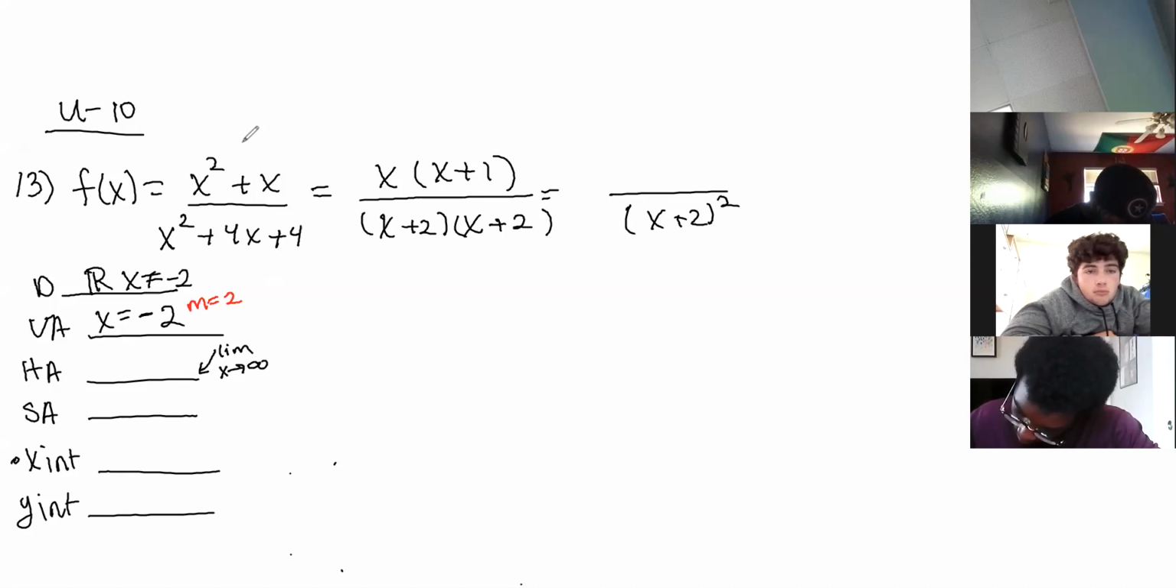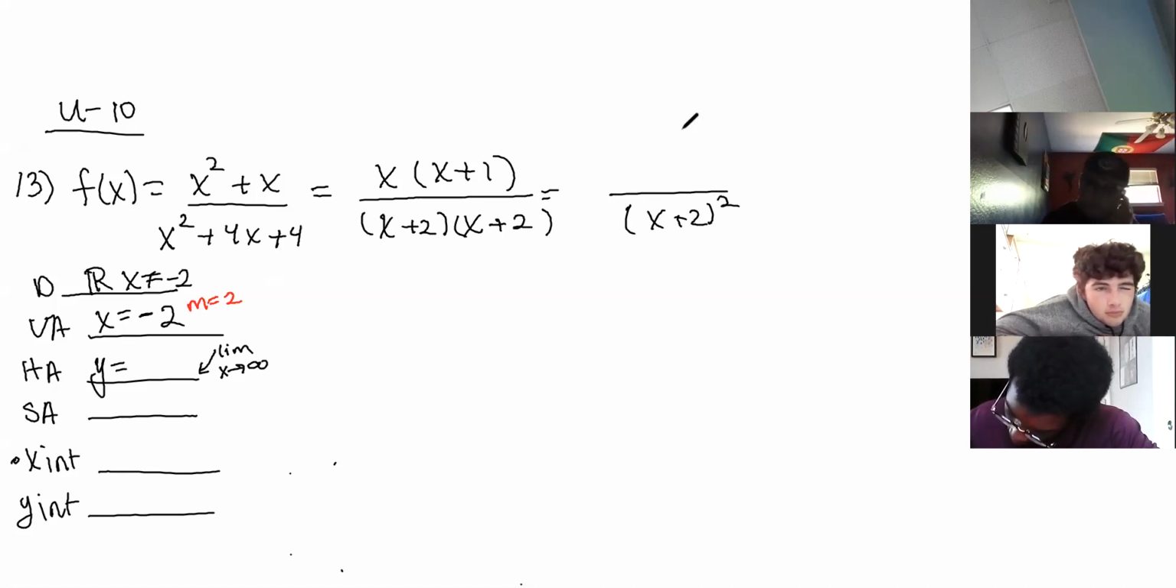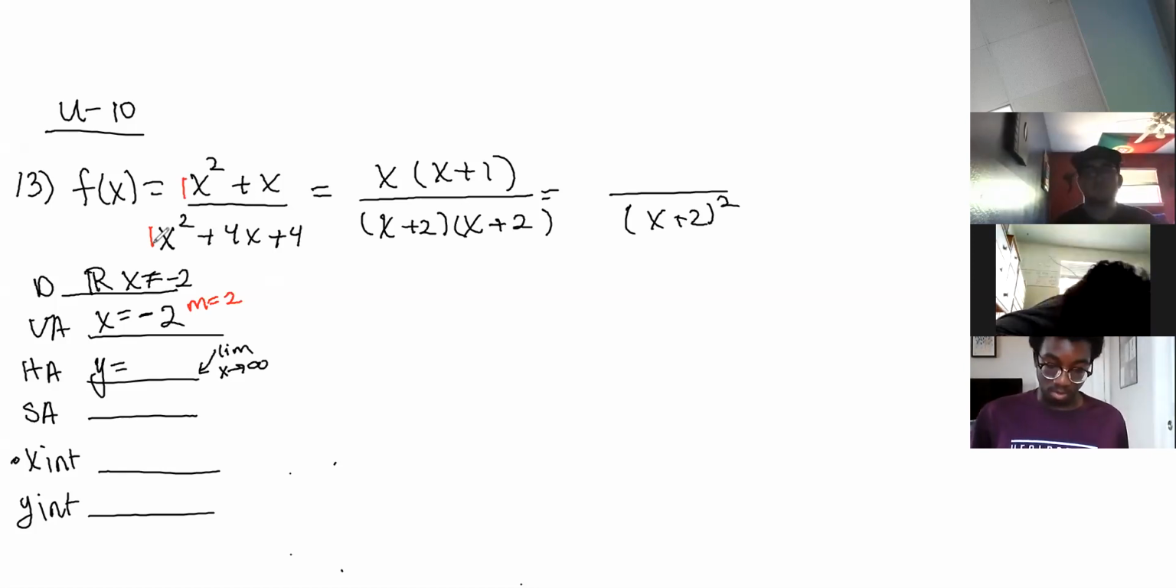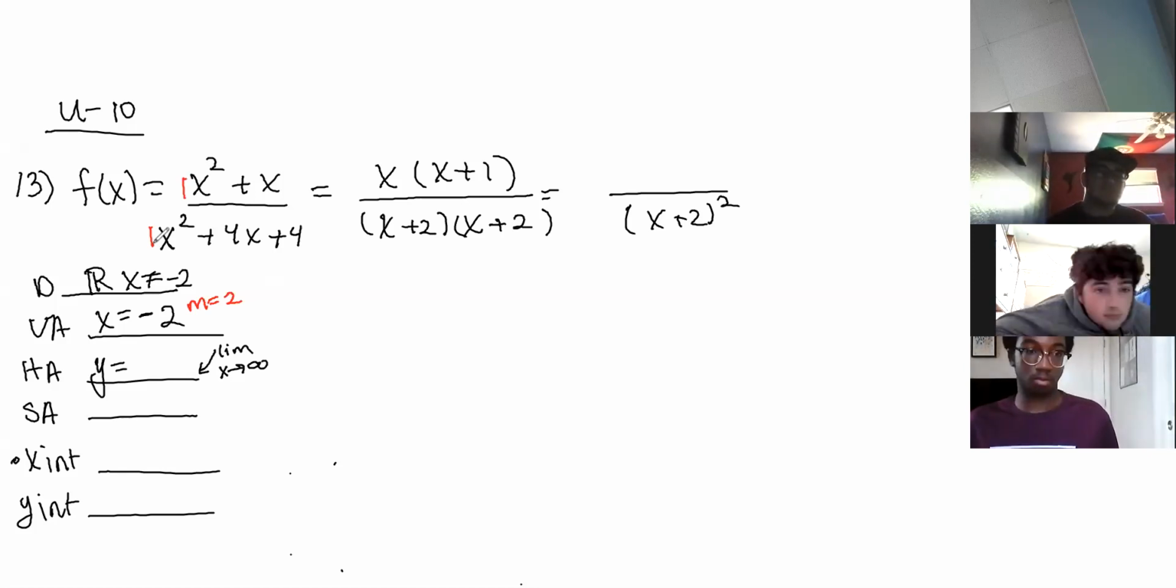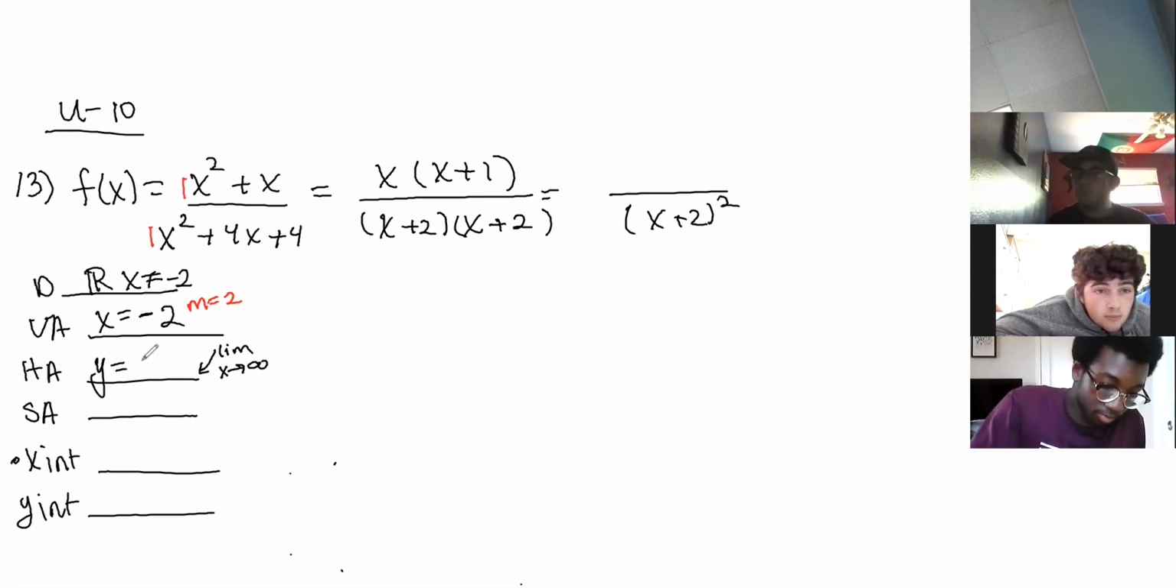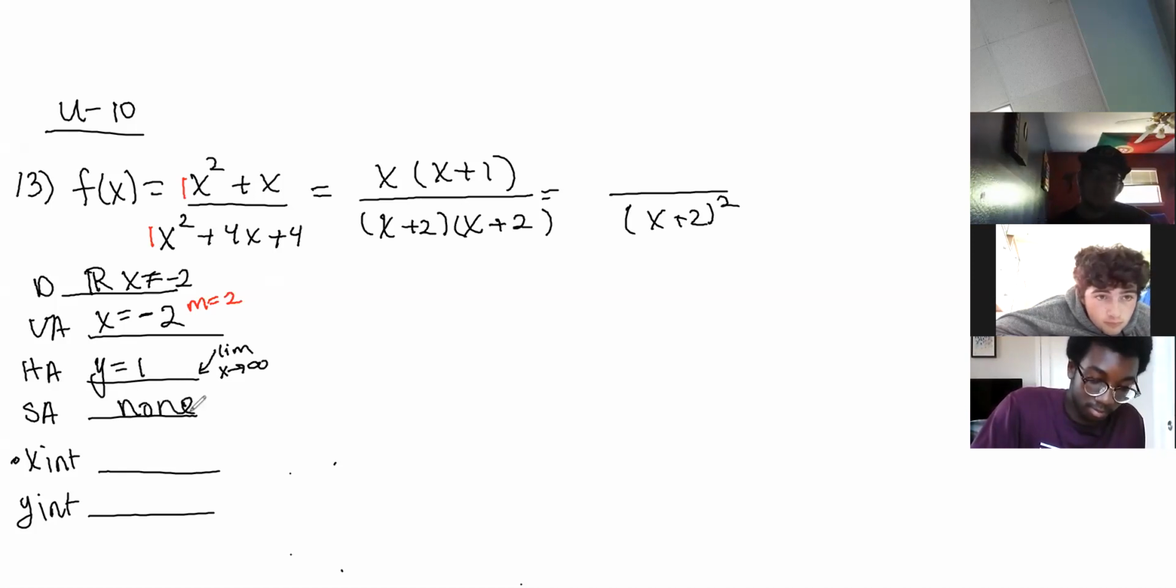And does anybody remember what we do when it's the same? We take the leading coefficients. And so what is it? y equals 1. And because there's a horizontal, that means there's no slant. You can put DNE, none, does not exist. It's up to you and what you want to write there.